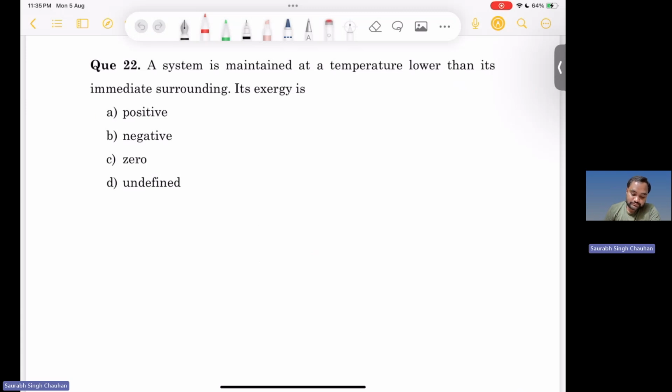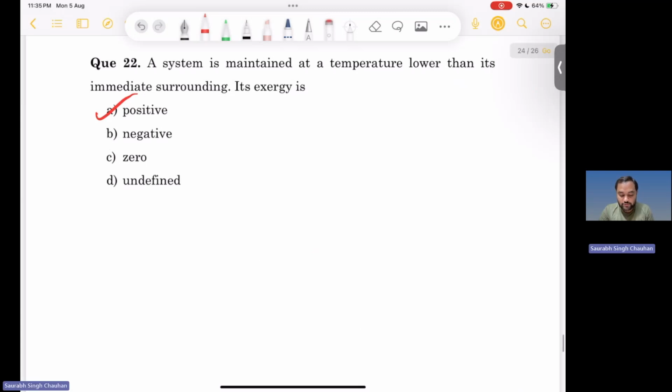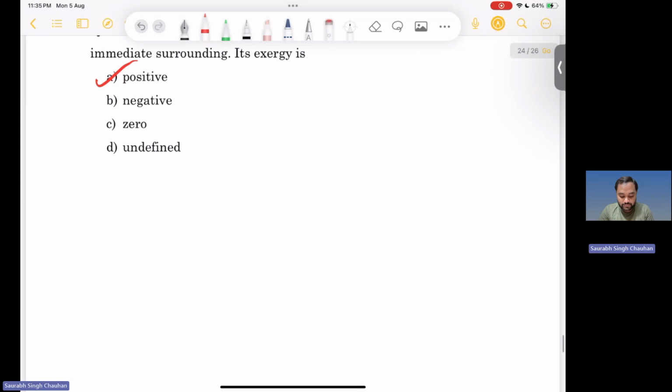So part A is correct. I hope this is clear, and we are moving to the next question.